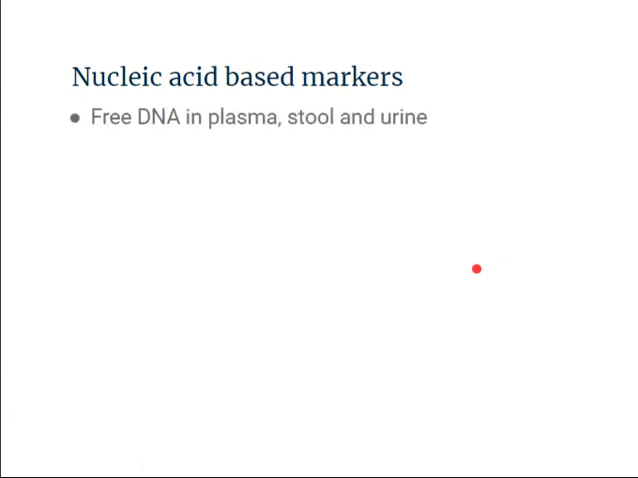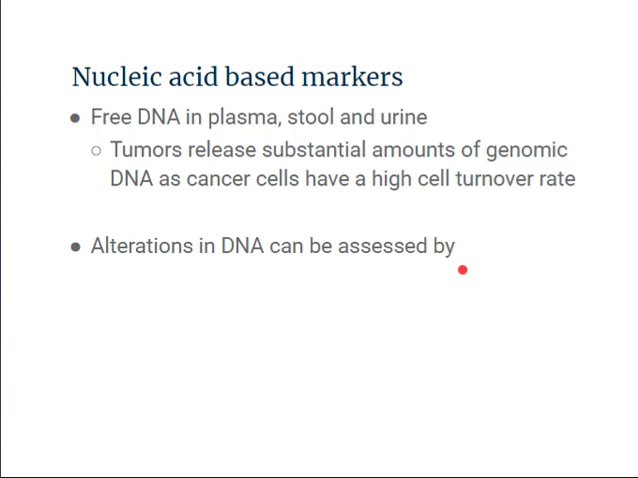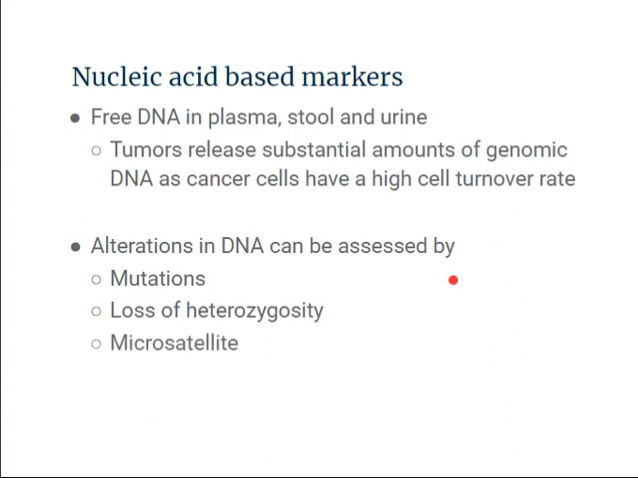Several genetic modifications can be found within the tumor cells, and some of these are useful in cancer diagnosis and staging. Tumor derived DNA can be detected in plasma, urine, or stool samples of the patient. DNA modifications can be estimated by checking whether there is any loss of heterozygosity, presence of mutations, microsatellite DNA alterations, or DNA methylation patterns.